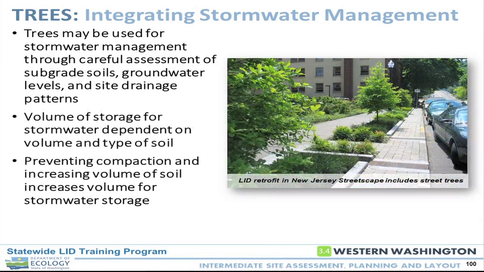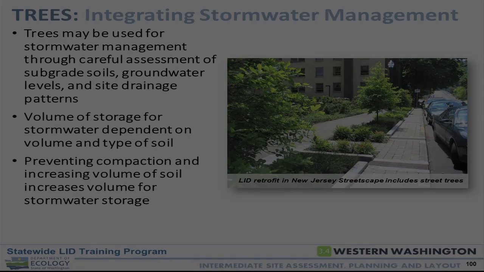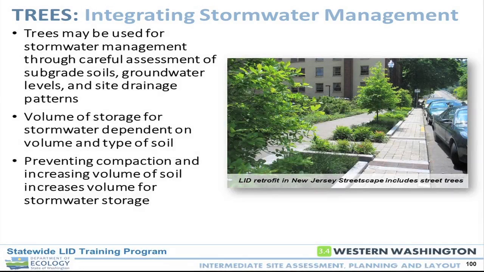The number one issue with trees in the urban environment is providing enough soil volume. The soil that we plant trees in is of very poor quality, and/or there isn't enough volume for a healthy tree. So you need a good upfront assessment. That can be through some borings or pits that could go along with the assessment you're going to do for bioretention. Storage for stormwater is dependent on the volume and type of soil, and understand your underlying soils.